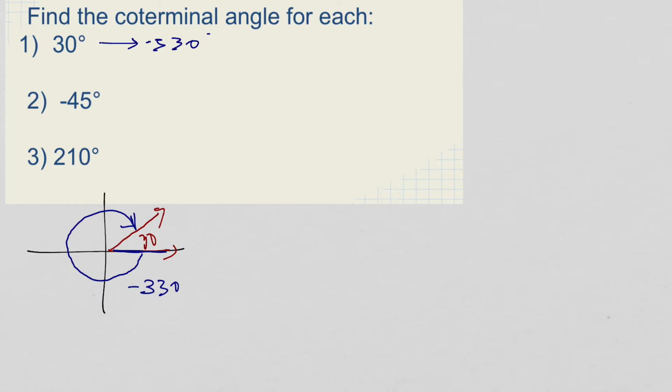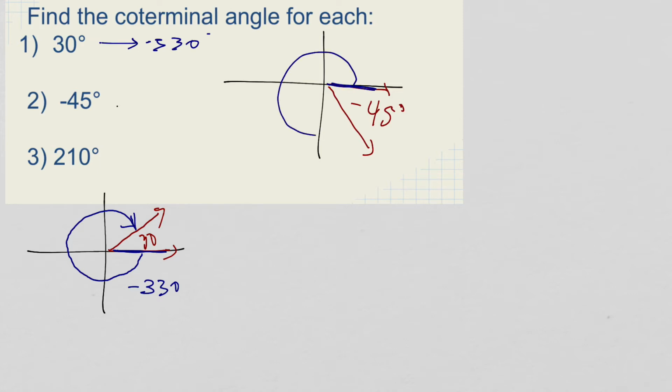All right, let's take a look at negative 45 degrees. Let's sketch that. So here's my initial side. Negative 45 is clockwise direction. This is negative 45 degrees. If I wanted to find an angle that's got that same initial side, but now it's going to go the other way around and meet up over there, well, what is 360 minus the 45? That gives us positive 315 degrees. So the coterminal angle for negative 45 is 315 degrees.